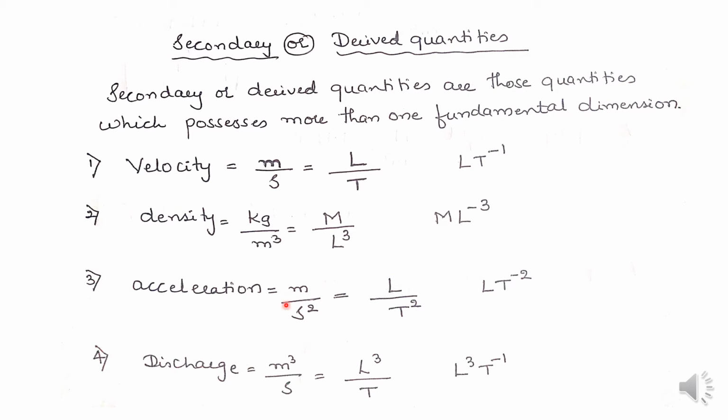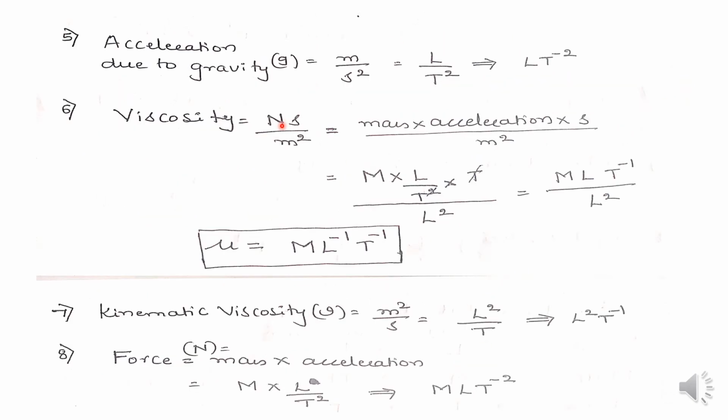Next, fourth one, discharge. The unit for discharge is meter cube per second, where meter is the fundamental dimension for length L. I have written here L cube divided by t, seconds is replaced by t, the fundamental dimension. So this will be L cube t to the power minus 1. Next, acceleration due to gravity. So it is meter per square seconds, so L divided by t square. So this will be L t to the power minus 2.